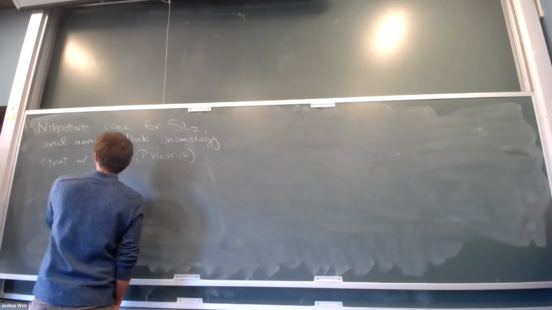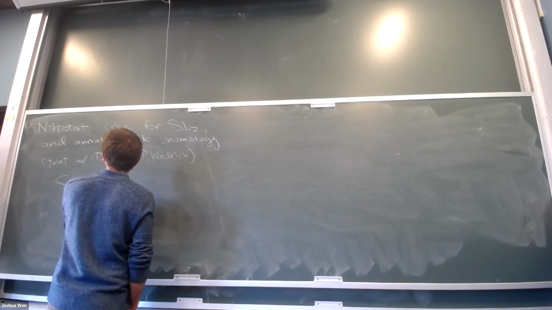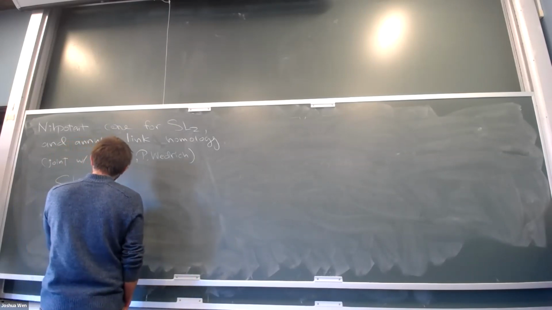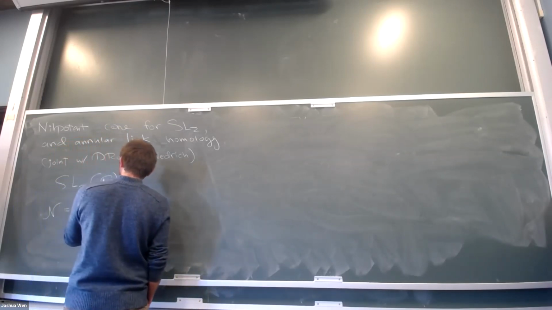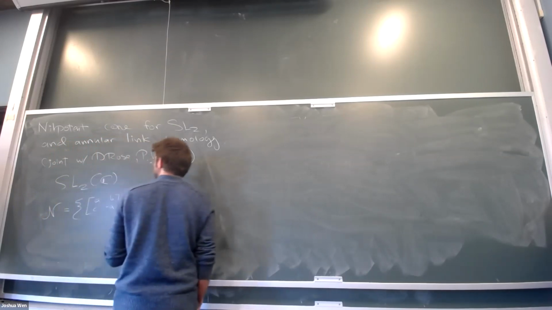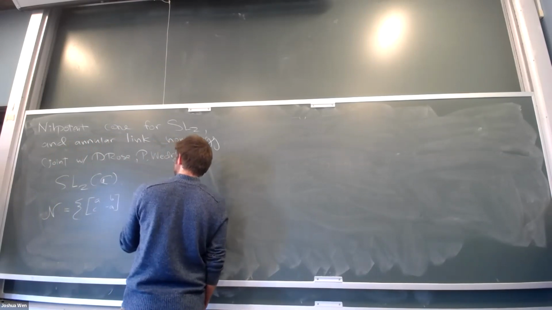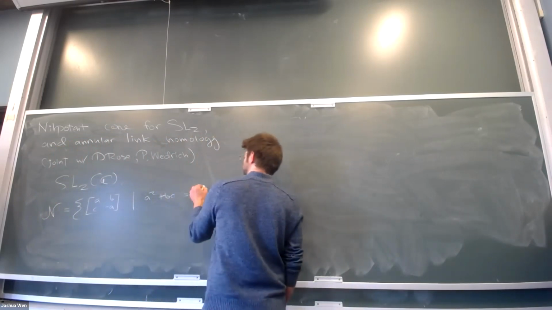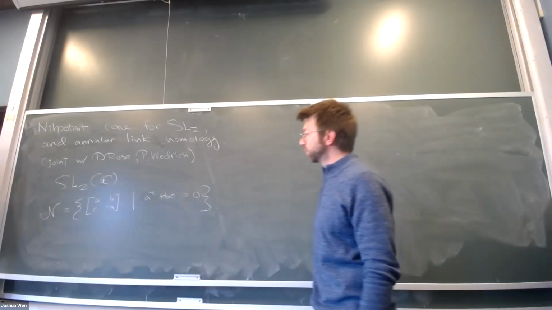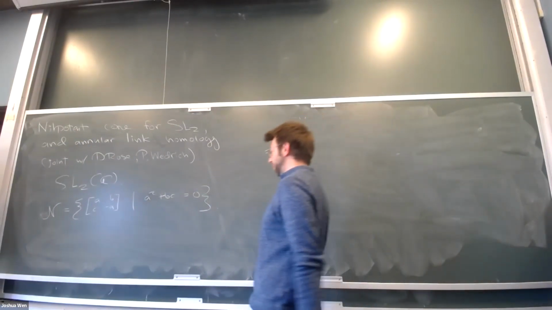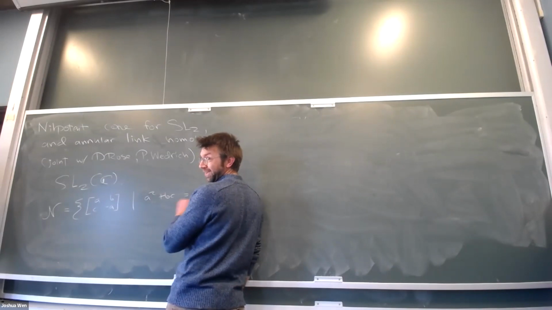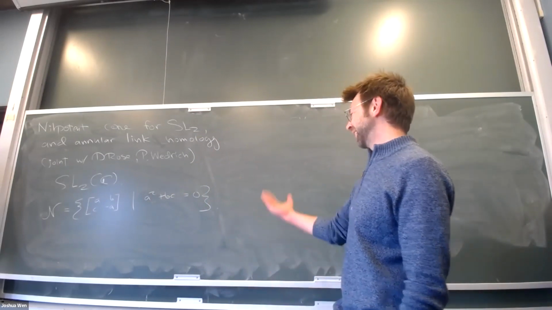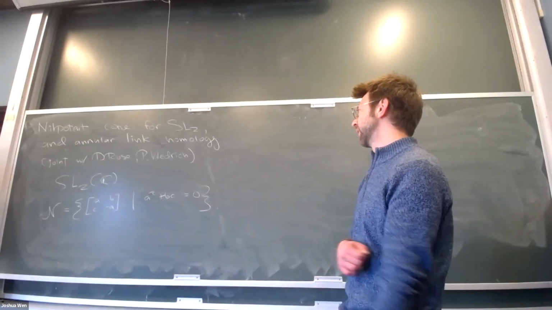So we'll be talking about the group SL2(C). The nilpotent cone is the variety of nilpotent 2x2 matrices. Being nilpotent means that your characteristic polynomial is just t to the n. And in the case of 2x2 matrices, that boils down to just having determinant 0 and trace 0.